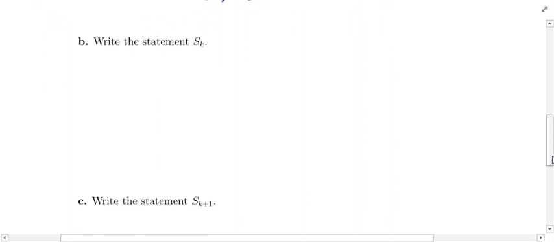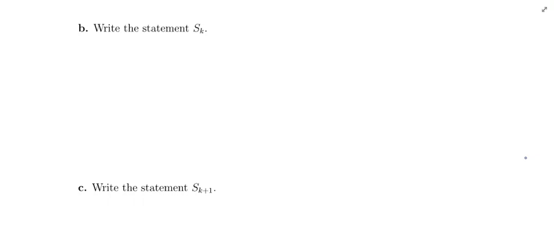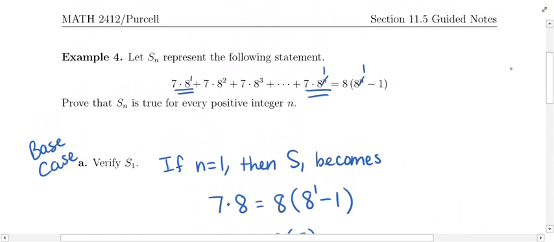Moving on to parts B and C. We are preparing for induction. We are going to write the statements Sk and Sk plus 1. So let's start in part B with writing Sk. Here we're going to plug in k for n, and that will give us the statement Sk. So I'm going to come back up here. Everywhere I see an n, I'm going to replace it with k. Okay, so right here, scratch out the n, put a k.